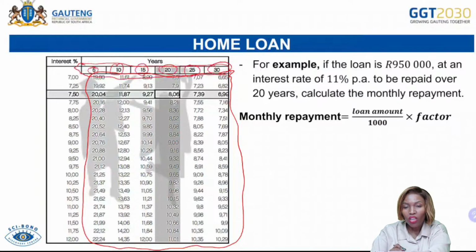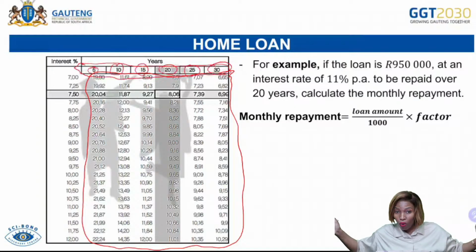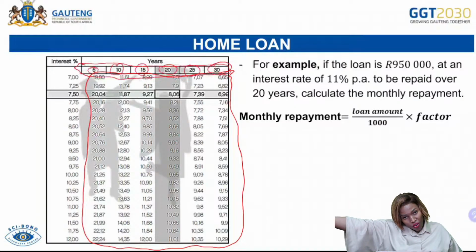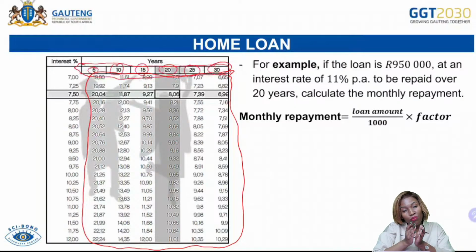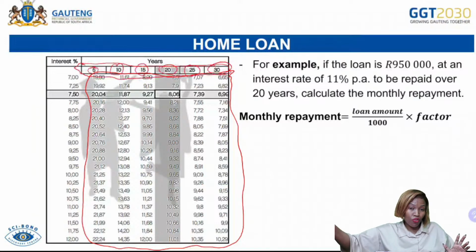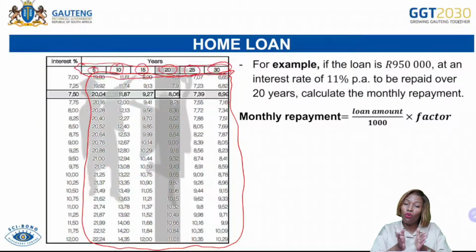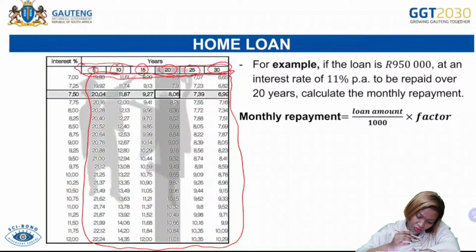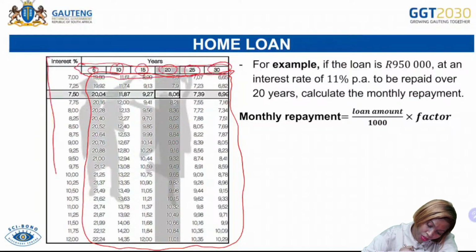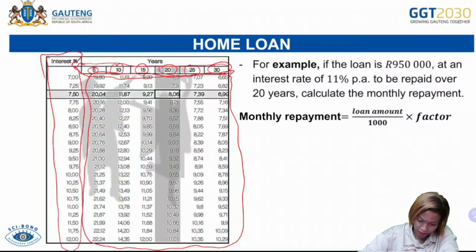And remember, if you choose a shorter period, it means your installment will be more. If you choose a longer period, it means your installment will be smaller. But when you check the interest rates, a longer period will result in a higher interest, whereas a shorter period will result in a smaller interest that is paid back at the end of the period. And then this first column here represents the interest rates. These are the interest rates there.